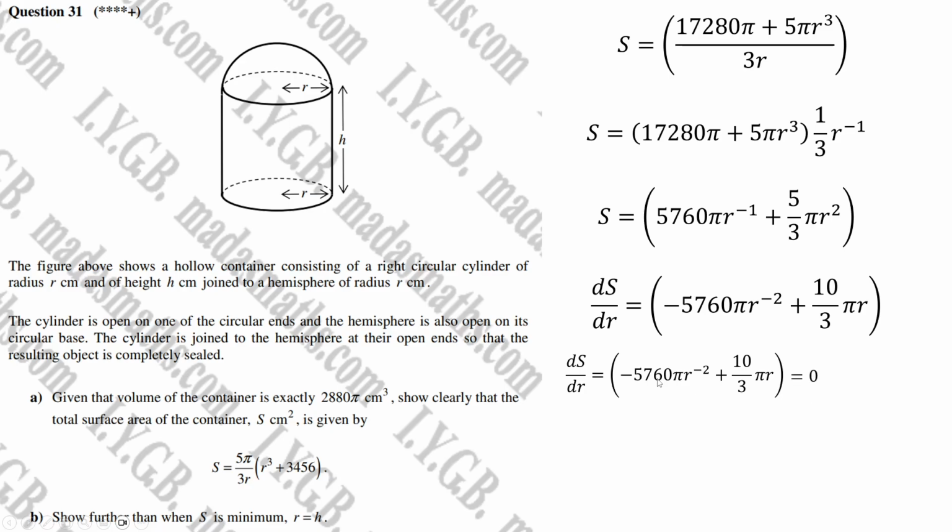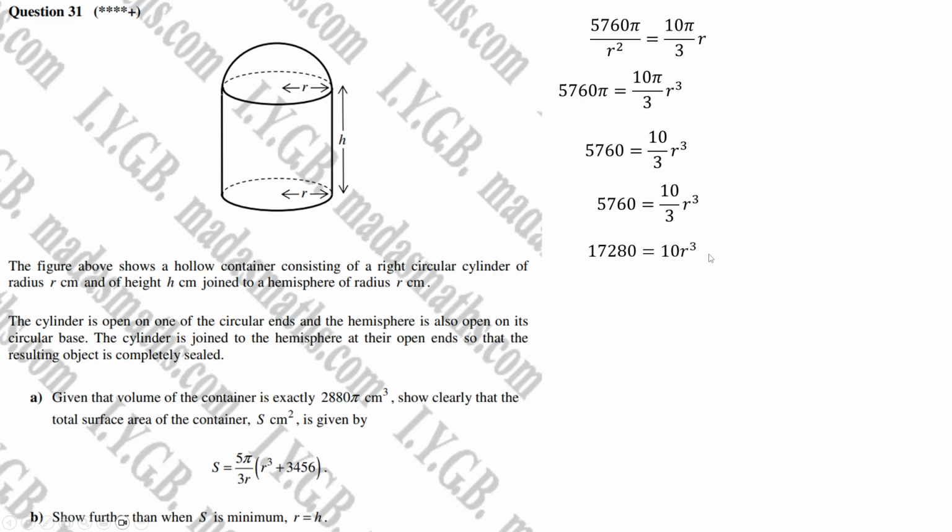And then add 5,760 pi r to the minus 2 on both sides. Is that what I've done? Yes, it is. Okay. Multiply by 3 and then multiply by r squared. You'll get this. Divide by 10 to get this. And if you just cube root both sides, you get r equals 12.